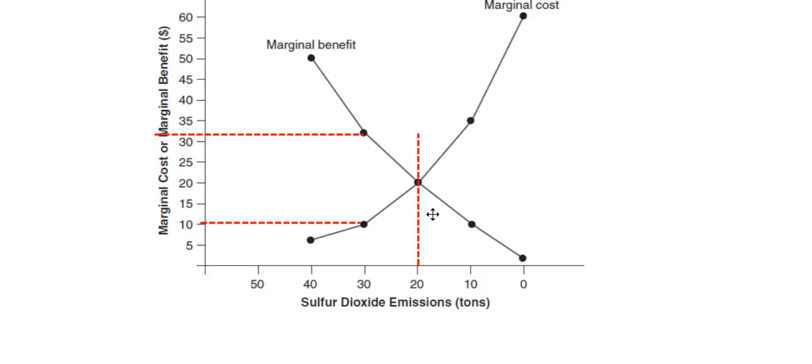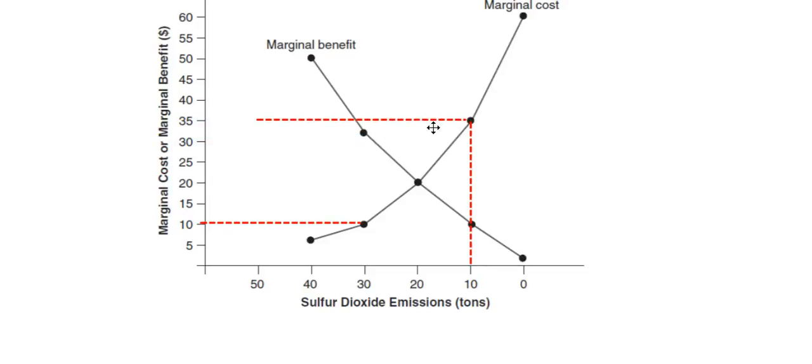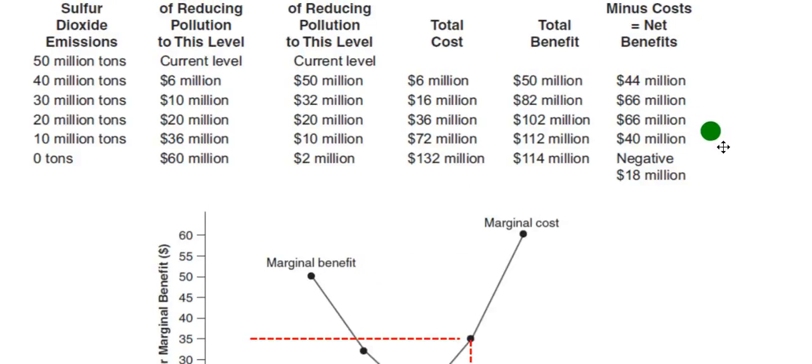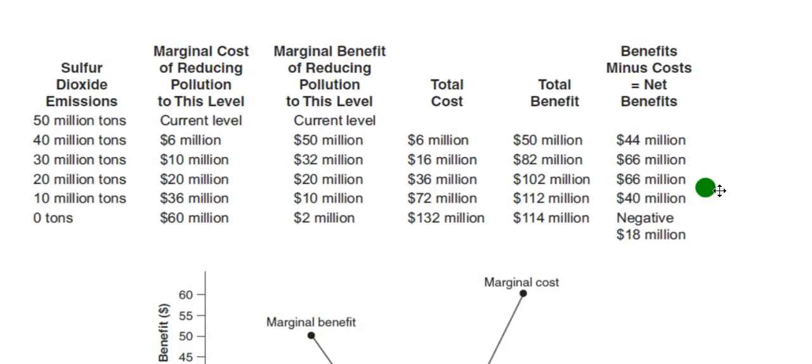Now, if we reduce even more than that, say we reduce down to 10, this is going to be very, very costly and very inefficient, because at this point you can see cost is much more than benefit, marginally, right? And if we go back up to our total cost at 10, we can see that we've dropped in our net benefit. Our net benefit drops from 66 million to 40 million at 10.